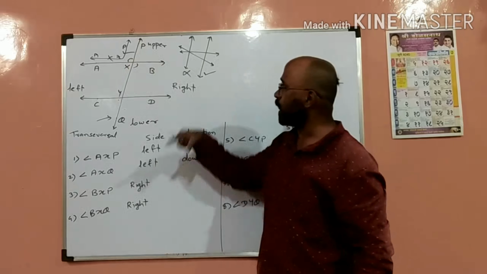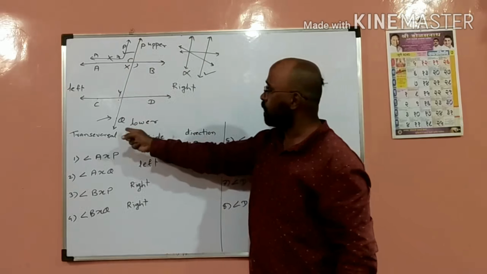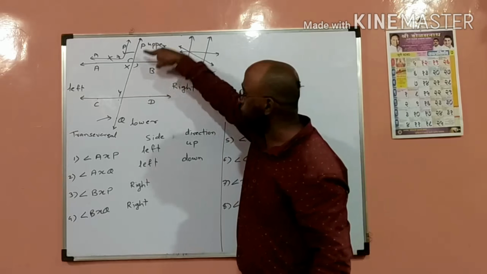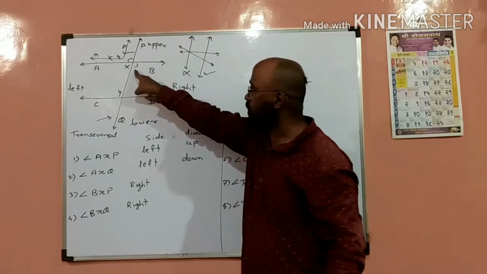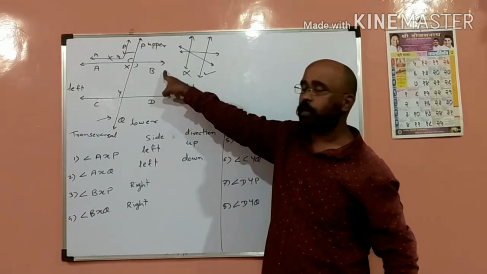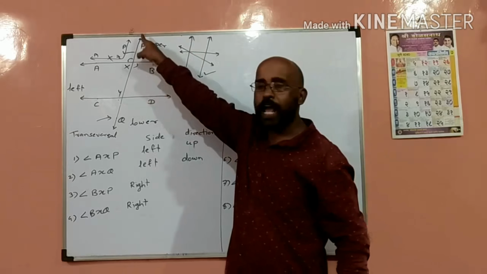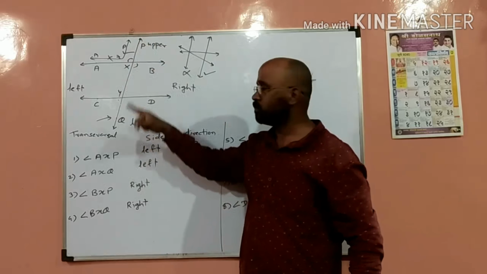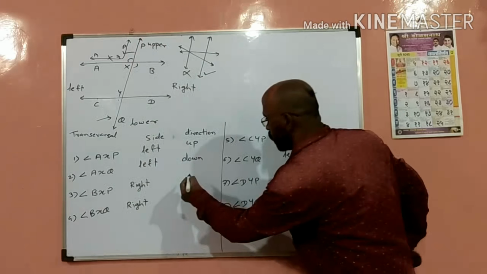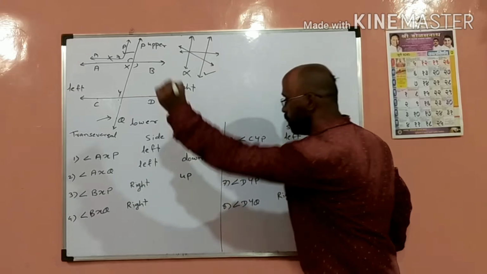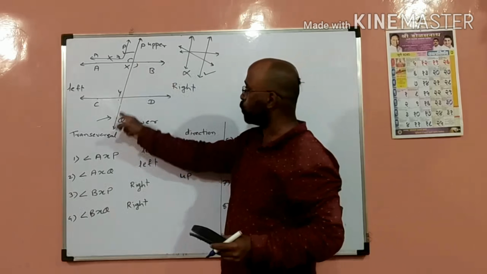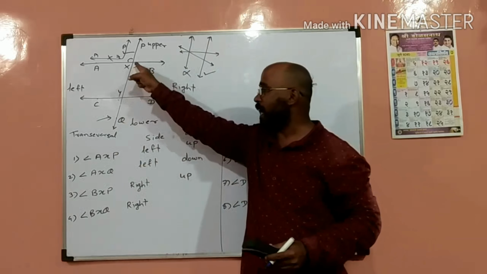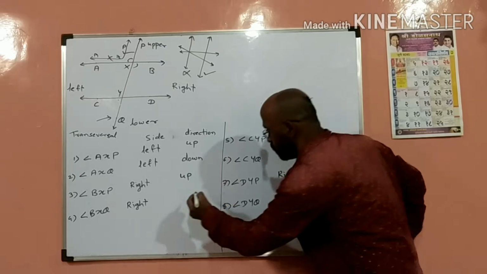Now BXP. Look at the transversal. Which is the transversal? The transversal is PQ. BXP has two arms, XP and XB. Which arm is part of the transversal? XP. And what is the direction of XP? Up or down? Definitely up. So here the direction is up. Now BXQ. XQ is the arm which is part of the transversal and the direction of this arm is down.